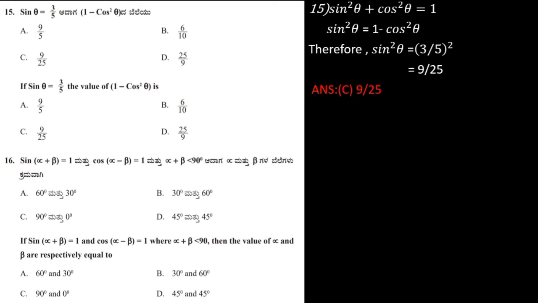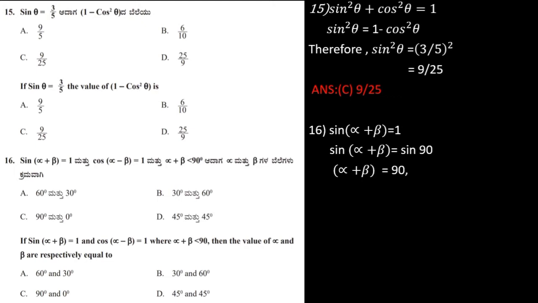16th one. If sin of alpha plus beta is equal to 1 and cos of alpha minus beta is equal to 1, where alpha plus beta is less than 90, then the values of alpha and beta are respectively equal to. Here first they said sin of alpha plus beta is equal to 1. So sin of alpha plus beta is 1 means, what is the angle whose sin is 1? It's sin 90. Therefore sin of alpha plus beta is equal to sin 90. Sin will vanish, so we'll get alpha plus beta is equal to 90.